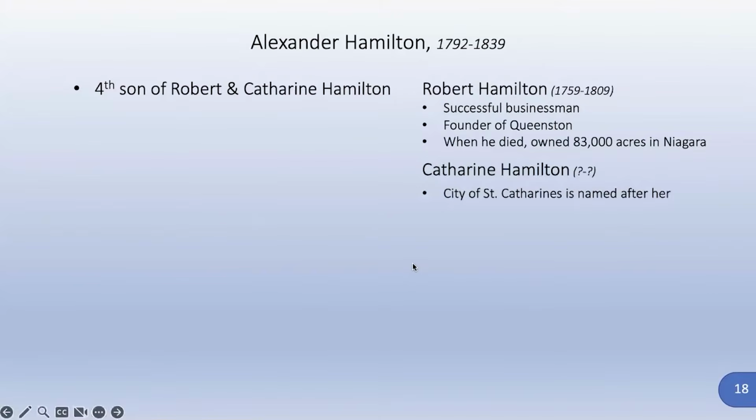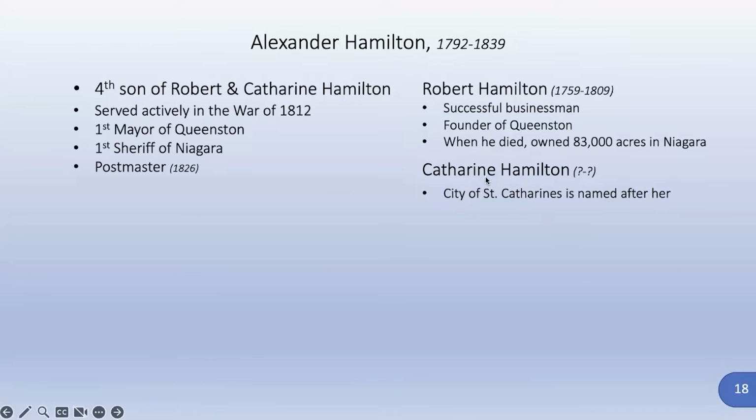His wife was Catherine. The city of St. Catharines is rumored to be named after her. There are conflicting Catharines it could have been named after, but the leading opinion is that it was named after Robert's wife. Alexander served in the War of 1812, and was mayor of Queenston, sheriff, and a postmaster.